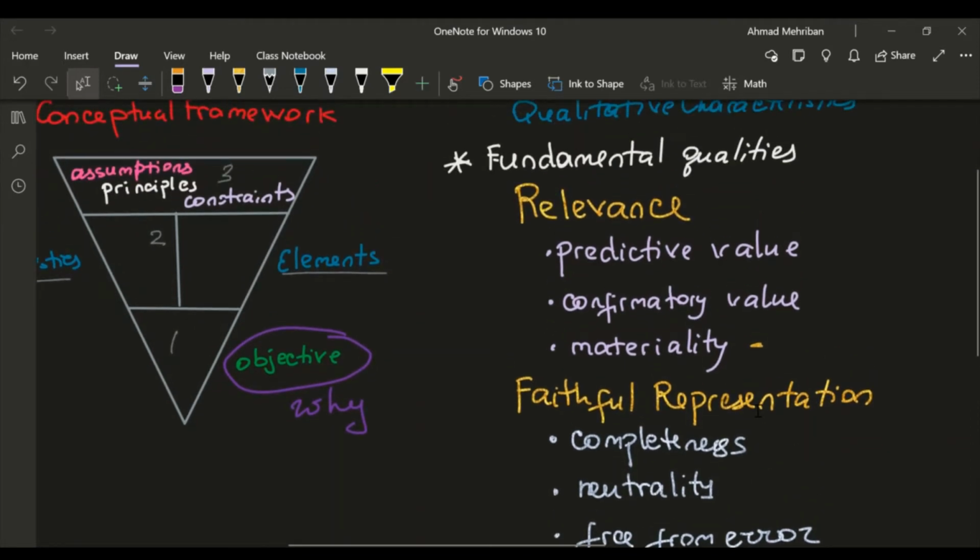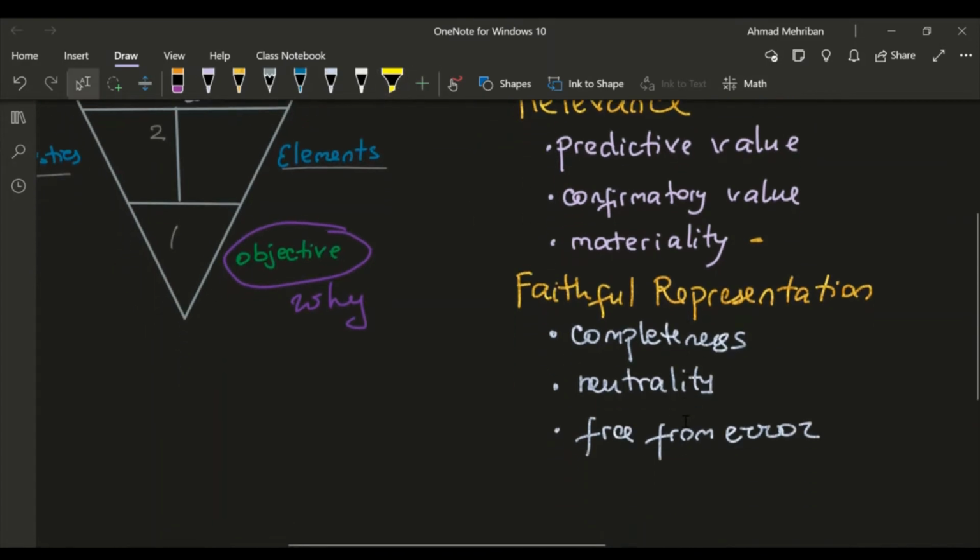So again, we're talking about fundamental qualities of financial reporting. Faithful representation is simpler in concept to understand. We're talking about how accurate the information is. First we have completeness, neutrality, and free from error. Completeness is that all of the information necessary has been provided to give this faithful representation. Completeness of the information.